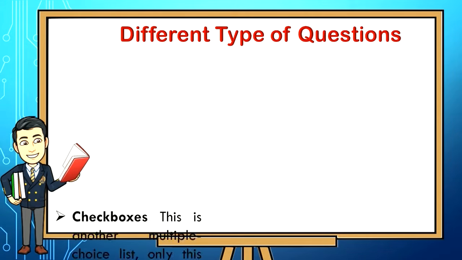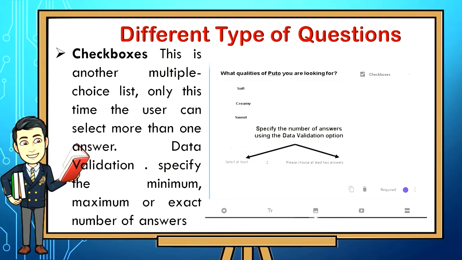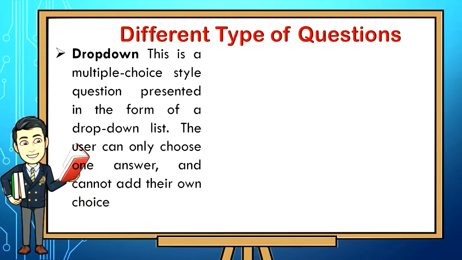4. Checkboxes. This is another multiple choice list, only this time the user can select more than one answer. Data validation: specify the minimum, maximum, or exact number of answers. 5. Drop-down. This is a multiple-choice style question presented in the form of a drop-down list. The user can only choose one answer and cannot add their own choice.